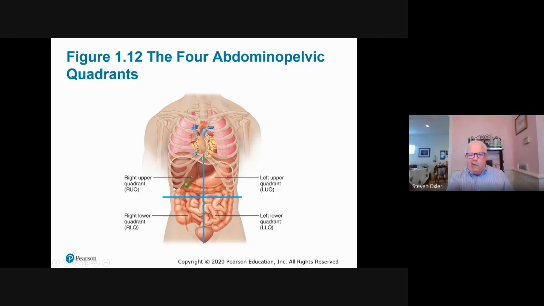Okay? So again, right upper quadrant, liver, gallbladder. Right lower quadrant, small intestine, appendix, which is part of your large intestine. Left upper quadrant, stomach, pancreas, and spleen. Left lower quadrant, colon. All right? So that's important. Now, why is that important? Well, let me just tell you why that's important.